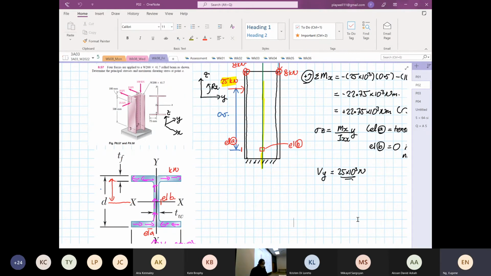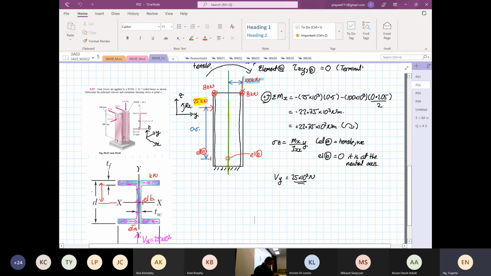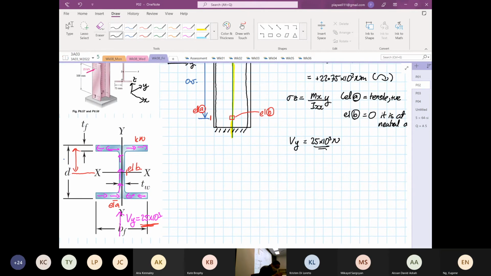Okay, so let's continue with our problem for today. Where we last left off, we know that we have a Vy over here, and we realize that we're going to apply a thin wall analysis. In your term test, if this question or a similar question does come out, I'll tell you to apply thin wall analysis.